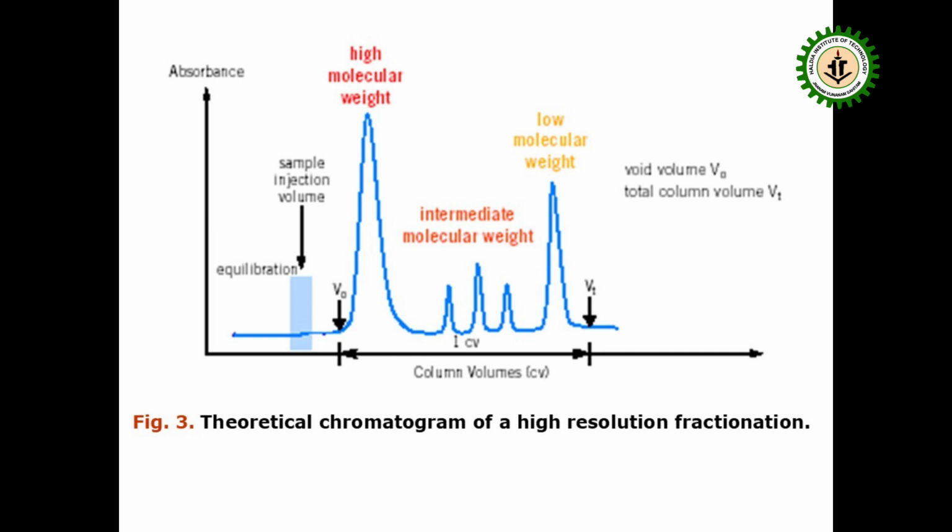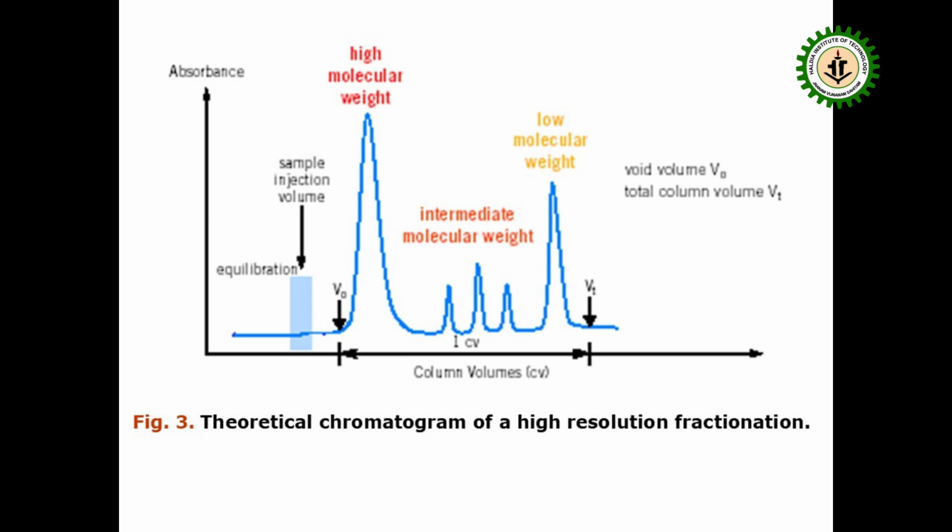First, the equilibration step, that is done only with the mobile phase in an isocratic manner. Then comes the sample injection. Then there is V0, which represents the totally excluded molecules that will be eluted first from the gel filtration chromatography media.